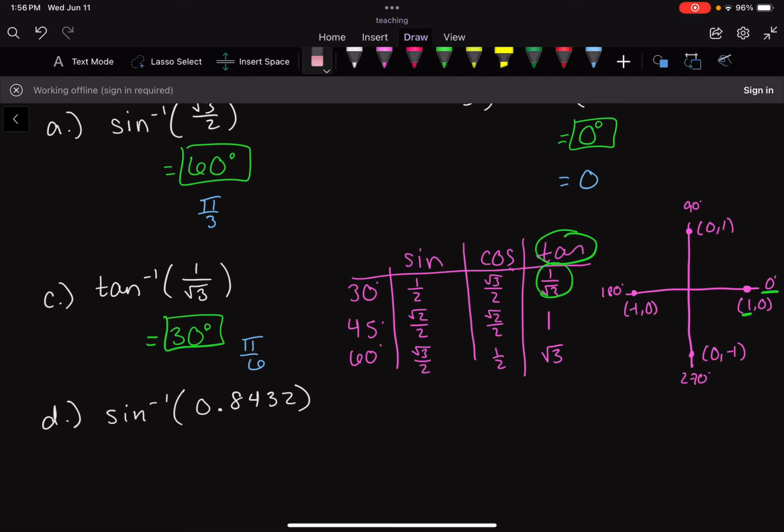So let's see what I get for this. I'm just going to type it in. I get 57.48 degrees. Now be careful, if they ask in MyMathLab for degrees or radians, make sure you have your calculator in the right setting if you need to use the calculator.